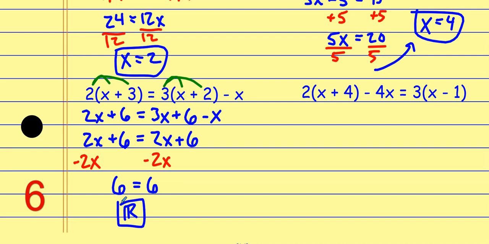If you happen to get a false statement, like here I got 6 equals 6, which is true, but if you get like 6 equals 5, then guess what? Instead of all real numbers, it's no solution. Okay? So watch out for those special cases as well.